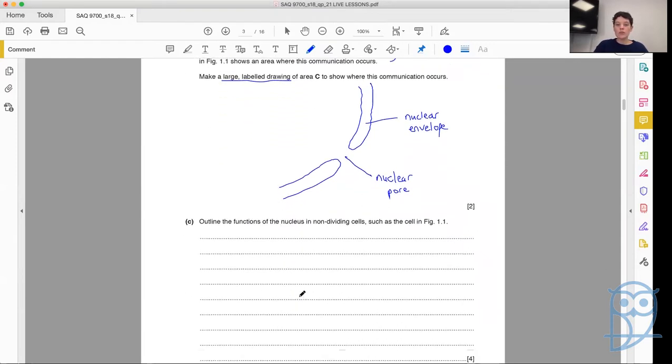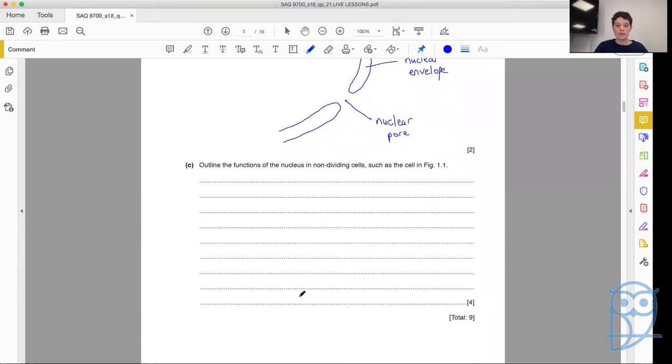So sticking with the nucleus for question C, outline the functions of the nucleus in non-dividing cells, such as the cell in figure 1.1. Remember, this is just a standard root cell, not root tip, because our cell division is happening in lots of cells when we get to the root tip, and we're now back in the normal root. So what is the function of a nucleus? Biggest function, contain and protect the DNA.